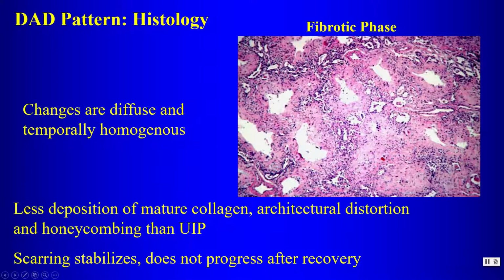When you get to the fibrotic phase here, then you can see how you get fibrosis here, of all these fibroblasts and collagen deposition along the air spaces here with this diffuse alveolar damage pattern.